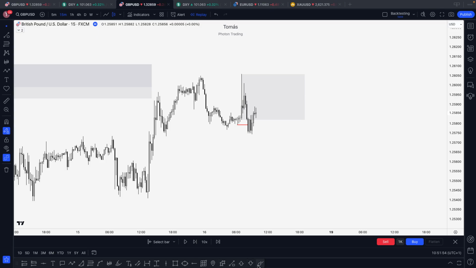So now what I really want to see is that price mitigates the H1 POI. This is a valid LC1 if you want to take it, but again, I'm not using those entries in these videos, just confirmation and double confirmation. So what I really want to see is a nice push down, then I can set the entry. At this stage, there's nothing.